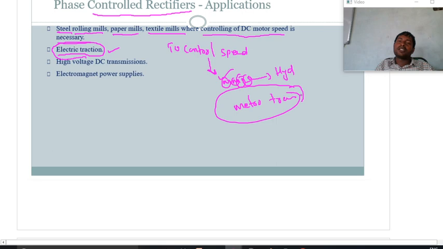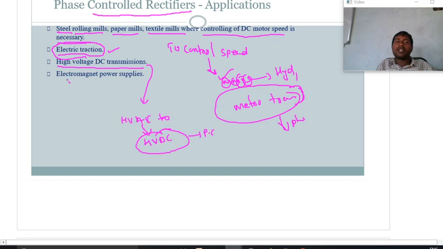And in HVDC transmission systems, if you want to convert HVAC, high voltage AC, to high voltage DC, it can be controlled by using phase control rectifiers, and also in electromagnetic power supplies. So these are the applications where phase control rectifiers or power electronic devices are used.